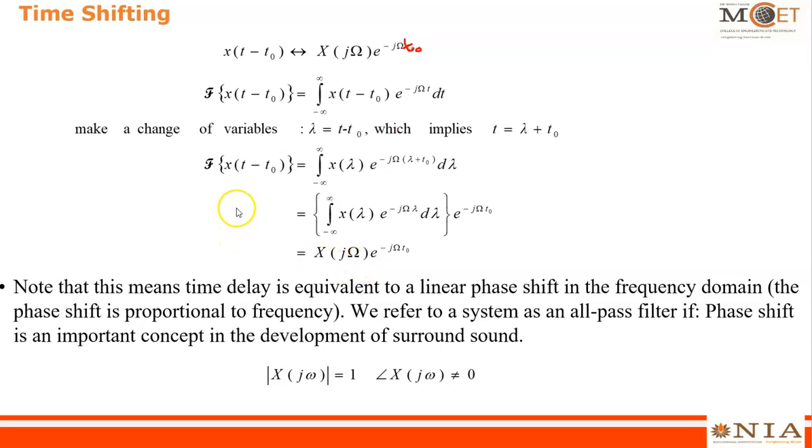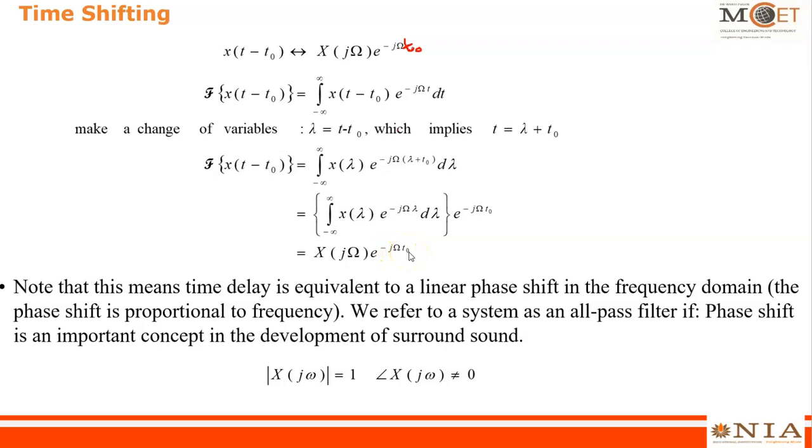So the Fourier transform of the time shifted version of the signal x of t, which is x of t minus t naught, is equivalent to X of j omega multiplied by e power minus j omega t naught. t naught is any constant value, right? Suppose if we have t naught equal to 5, the Fourier transform of x of t minus 5 is equivalent to X of j omega into e power minus j omega 5.